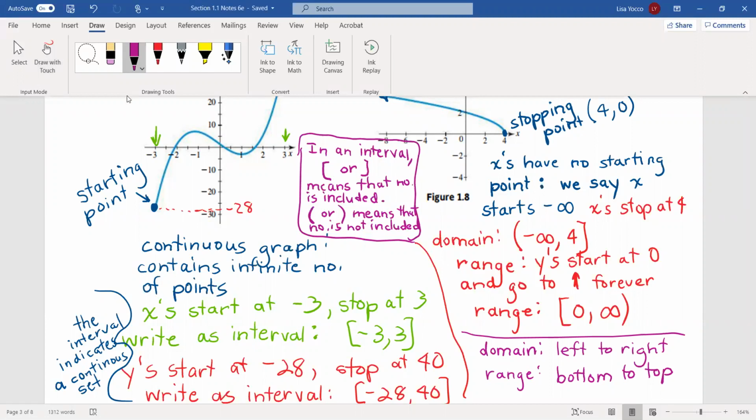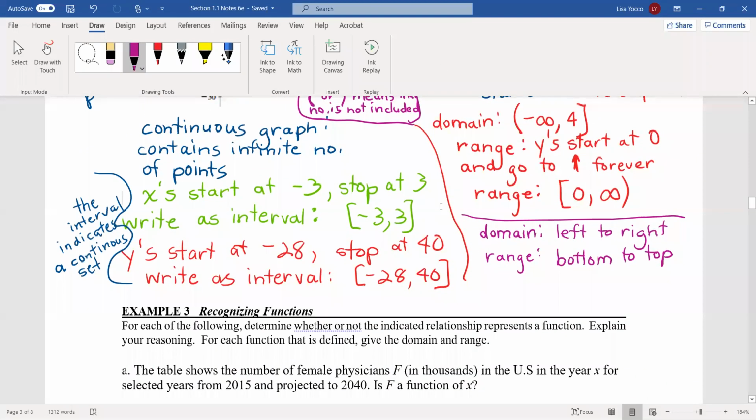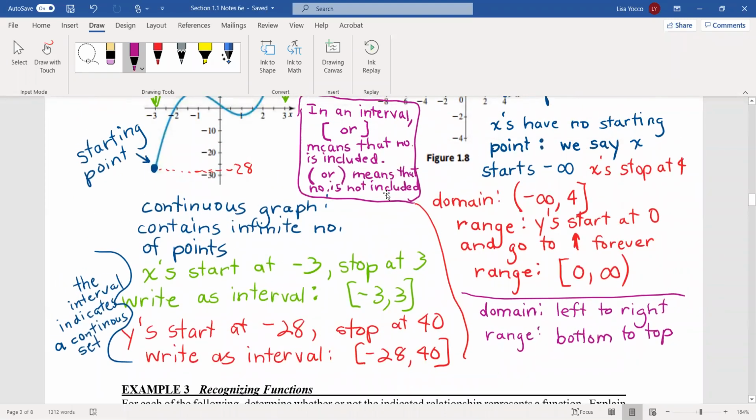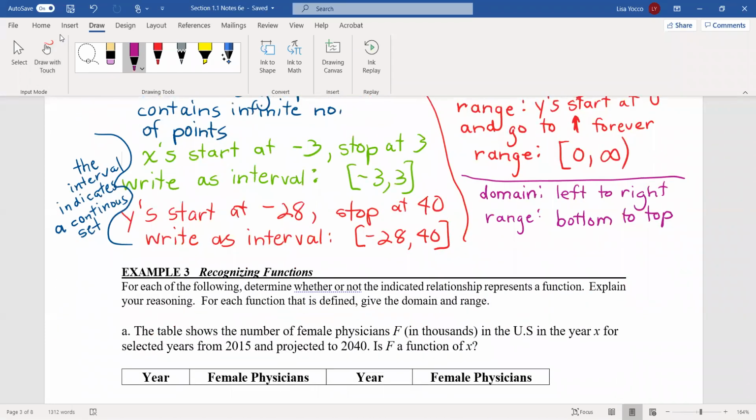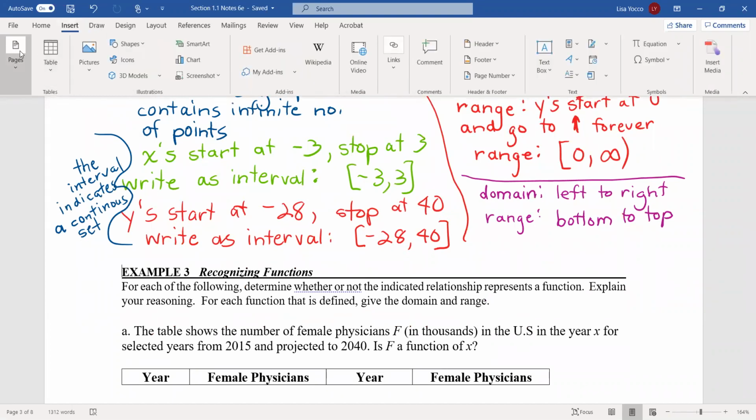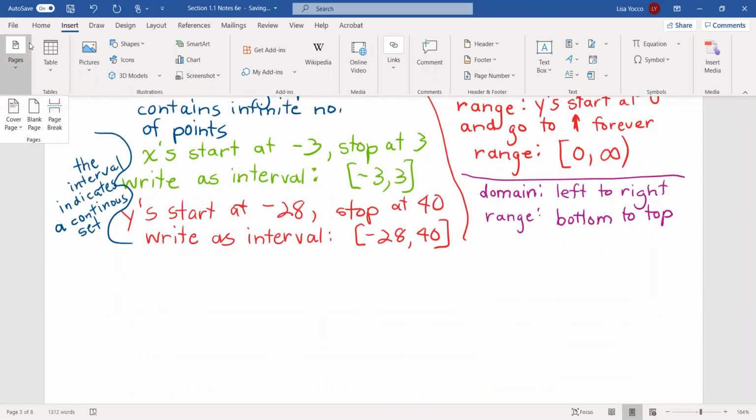Okay, any question before I move on? Ma'am? Yes? I'm still a little confused about the brackets and the parentheses. Okay. So let me take a minute. We'll talk about that.